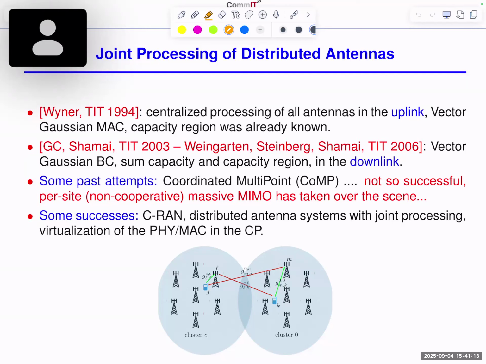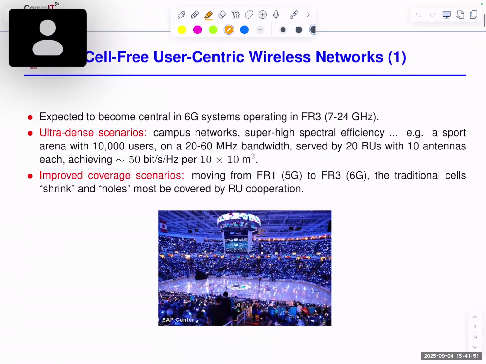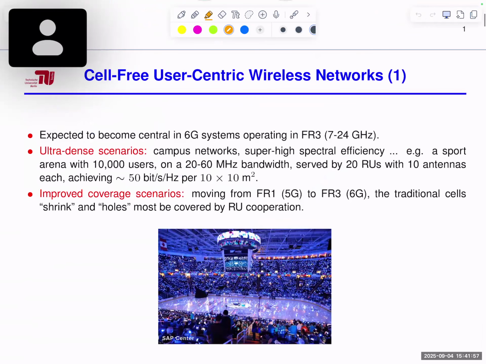More recently, so-called centralized RAN or cloud RAN, basically people found that if you distribute the antennas and then somehow virtualize the base station in some data center, there are some advantages in coverage, processing and flexibility. Still, these systems do not scale. It's unthinkable to put all the processing in one point and convey the signals of thousands of different antennas to a single point. So more recently, people came up with the idea of cell-free, user-centric wireless networks.